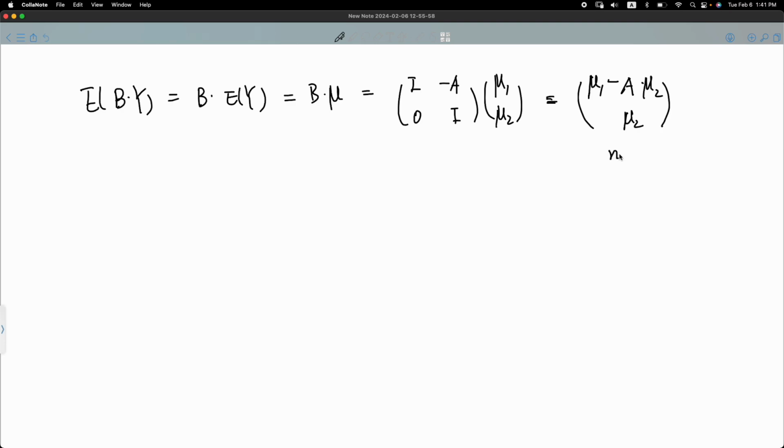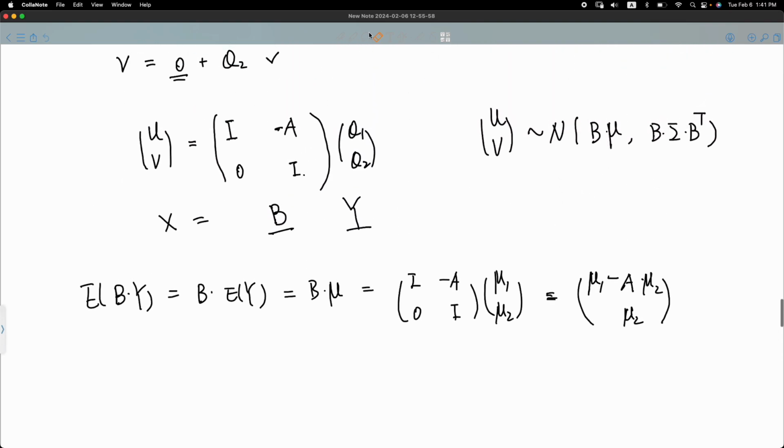I think this should still be n by 1 because this is just a partition of mu1 and mu2, so it should still be n by 1. But I'm just not going to comment on the dimension. So this is just the mean here. This is just B multiplied by mu.